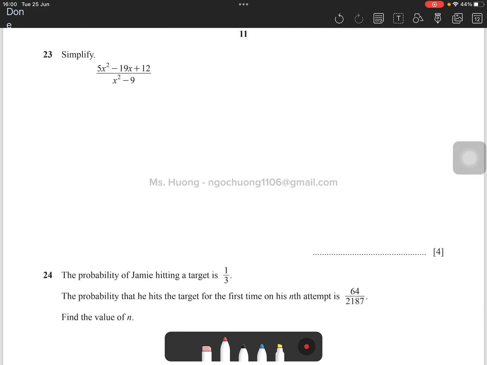Question 23. Simplify this expression. First, we need to factorize the top and the bottom expressions, and then we'll try to simplify it. So let's talk about the top expression: 5x squared minus 19x plus 12.